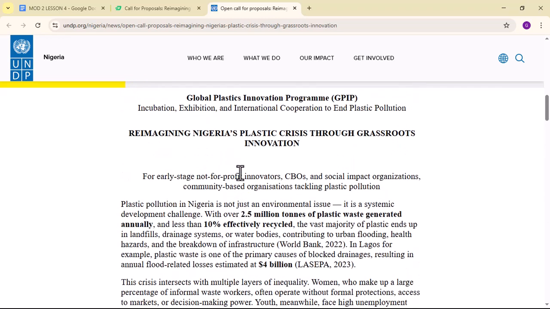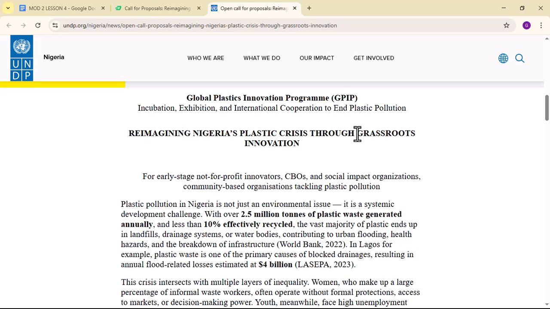Like, remember we talked about how your proposal must fit into what the organization wants to achieve. Here, UNDP, what they want to achieve is a solution to the plastic crisis. That is what they want to achieve. And they want an innovation, that is a solution that has not been in the market before or has not been scaled. And by grassroots, they mean a community-based solution.